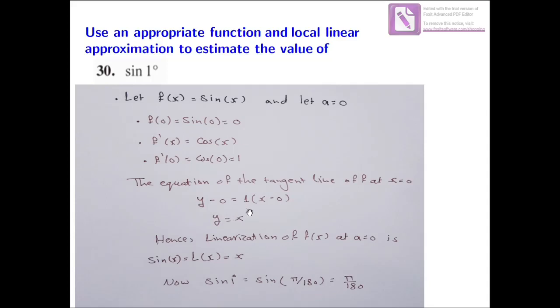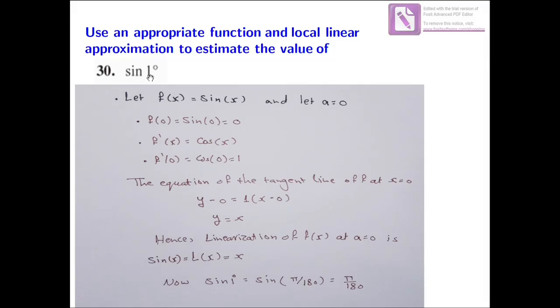What is the slope? The slope is f prime(0), which is 1. So 1 multiplied by (x minus x1). x1 we said is 0, so x minus 0. We will get y equals x. So the linearization of f(x) at a equals 0 for sine x is L(x) equals x. Then the linearization for sine x is equal to x.